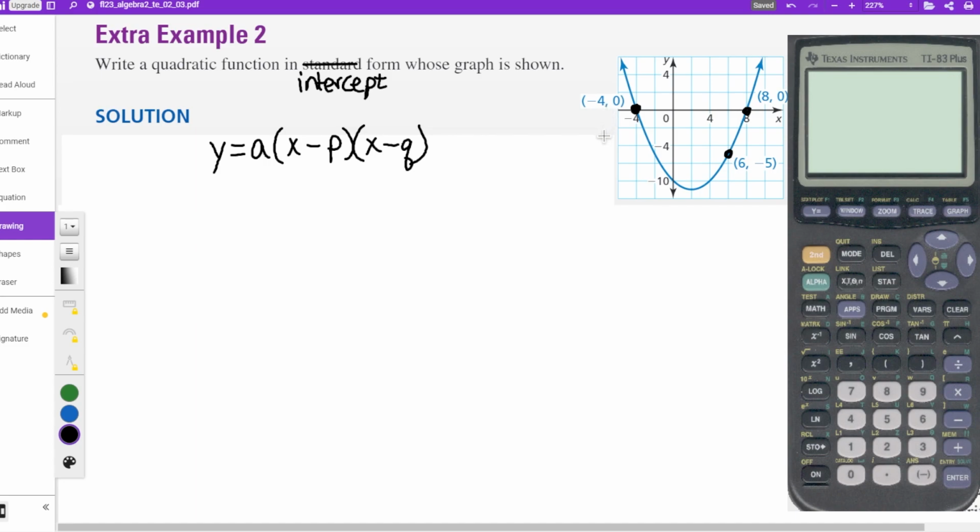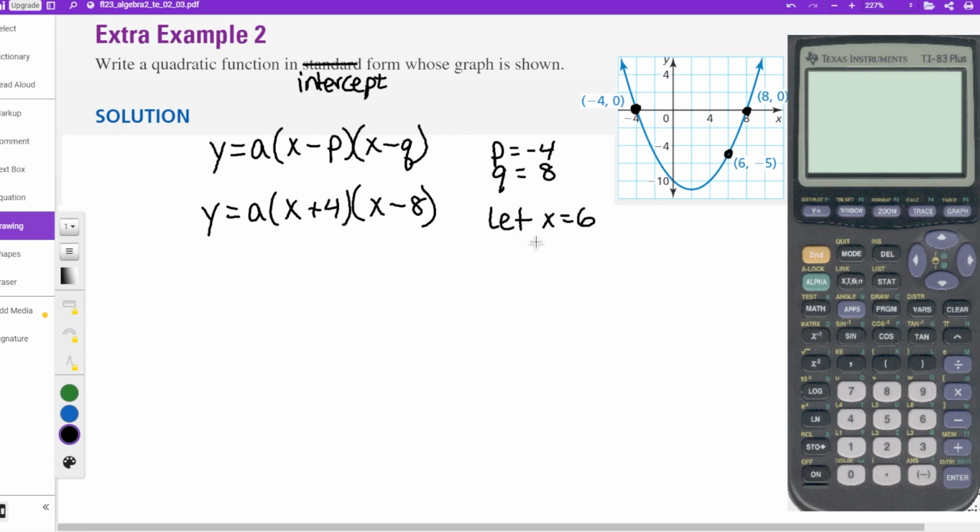So let's take the value of p. P is -4, and q is +8. Let's do that substitution. Y equals a times x minus -4 turns into x plus 4 times x minus 8. Now we have to figure out this leading coefficient a. In order to do that, we can take a point on our parabola, like 6, -5, and plug in those values for x and y to solve for a. So now we can let x be 6 and y be -5.